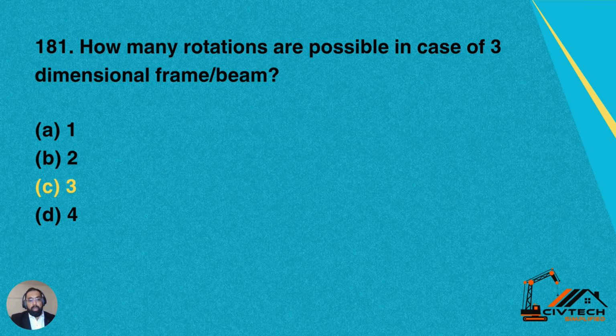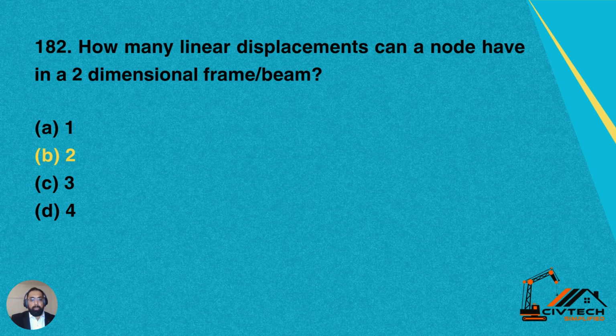Question 181. How many rotations are possible in case of three-dimensional frames or beams? Option A, 1. Option B, 2. Option C is 3. Option D is 4. So yes, 3 rotations are possible in case of three-dimensional frame or beam.